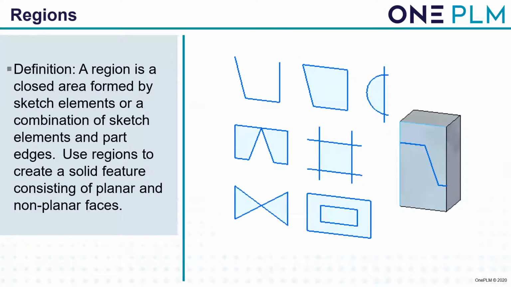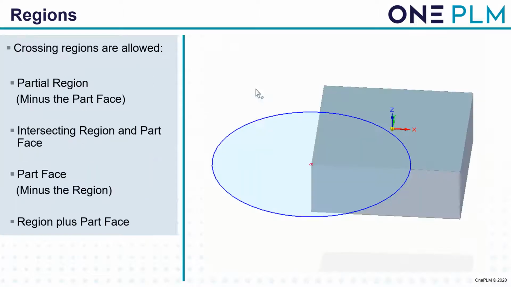So we've mentioned regions a couple of times. Let's give a little bit more information on that. A region is a closed area formed by sketch elements or a combination of sketch elements and part edges. We use regions to create a solid feature consisting of planar and non-planar faces. So let's have a look at the types of regions we've got.